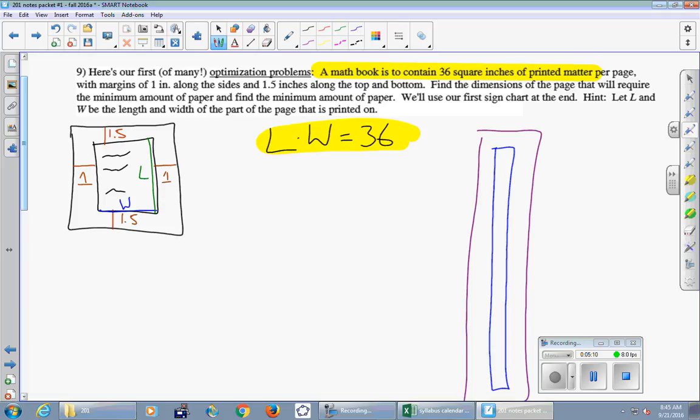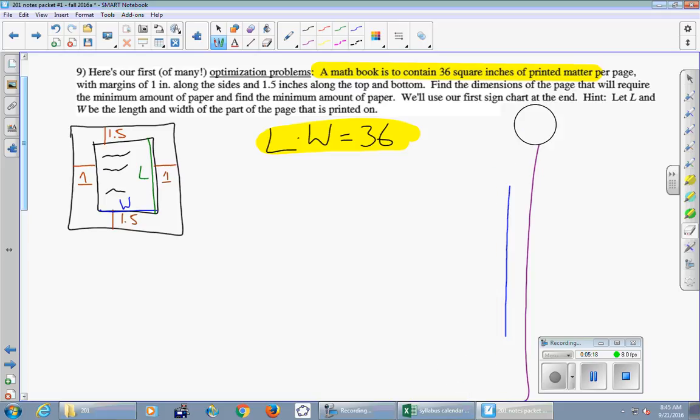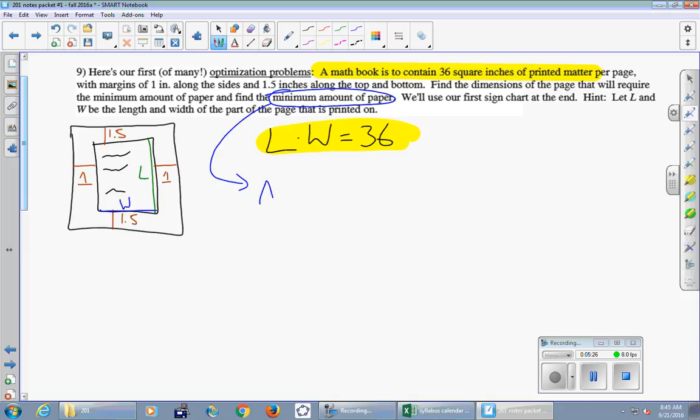And so then maybe we start to think about making it a little bit shorter, but then wider, and someplace in there is the best one. So that's the goal of this problem. So let us write a formula. We're trying to find the minimum amount of paper. That means we're looking at the area of the whole page. And we're writing a formula here.